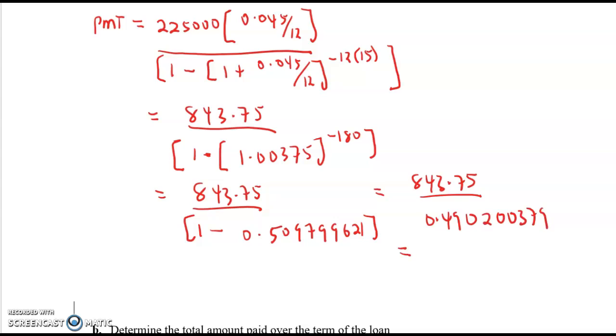0.490200379. And if you divide these two numbers, 843.75 by 0.490200379, that gives us 1721.23 cents. So that is your monthly mortgage payment.